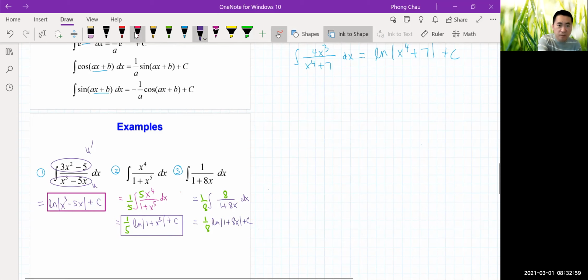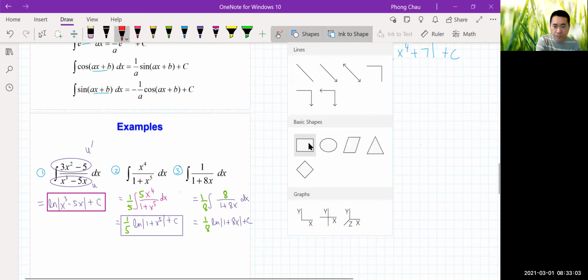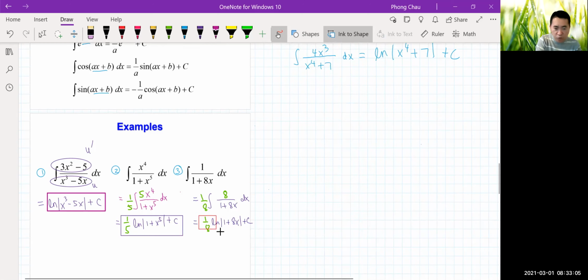So yes, that finishes these three problems. They all use the same formula, the natural log, and make sure that you learn how to recognize it.